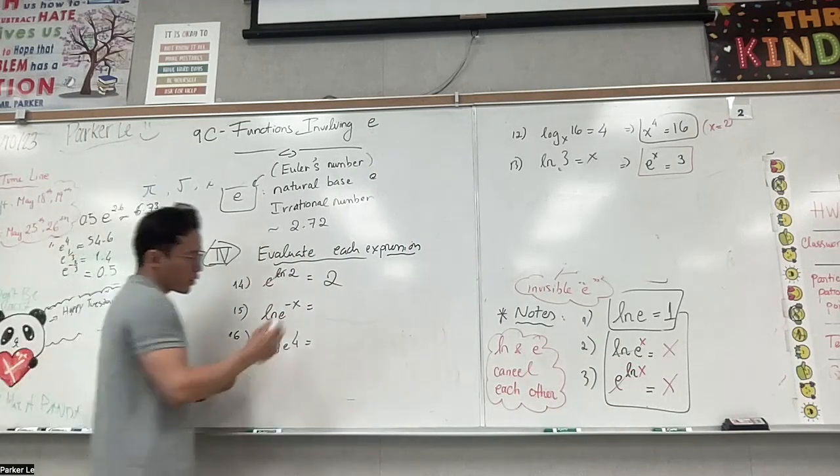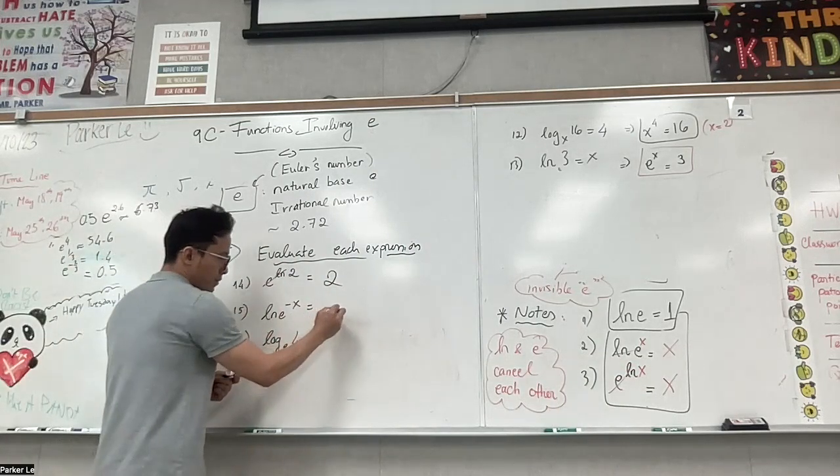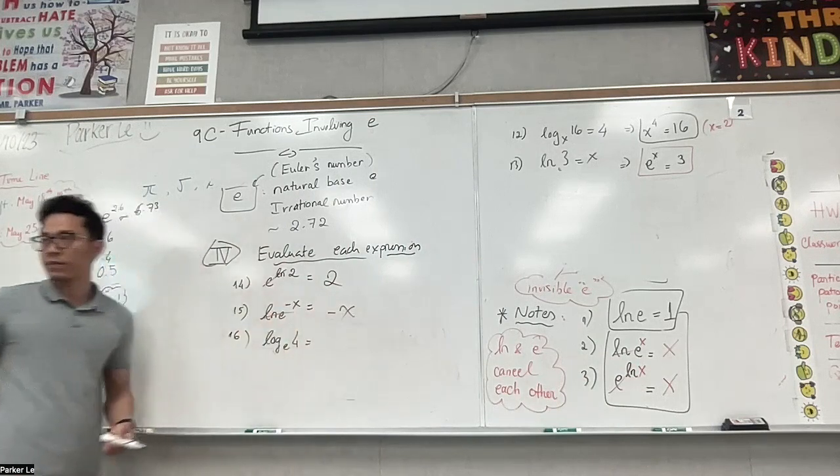Negative x. Very good. As we get 1 point, Orlando. Negative x, because ln and e cancel out. Okay.